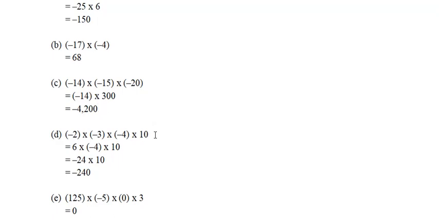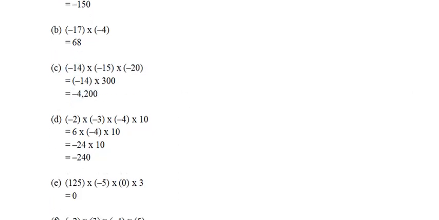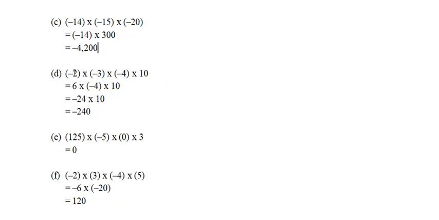You can simply remember it like this. If there are two negative integers, the answer will be positive. If there are three negative integers, the answer will be negative only. An even number of negative integers will give you a positive answer. An odd number of negative integers will give you a negative answer. Here also you can see the same thing.